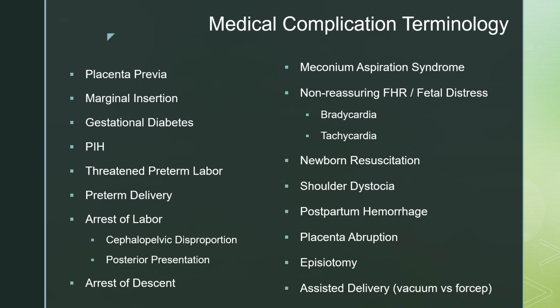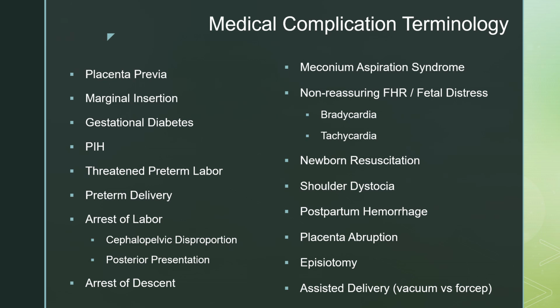Arrested descent has to do with more the pushing stage and the baby sitting at the same station, the same part of the internal pelvis for a while after pushing for a couple hours and not making progress. That could be due to position, the shape of the pelvis, the strength of the contractions. Sometimes an underlying infection will make the strength of the contractions weaker. So there's a lot of variables that can cause that. Maternal exhaustion, she's not able to push anymore.